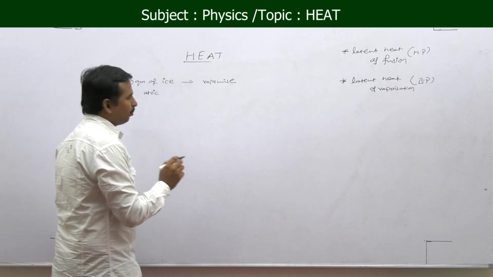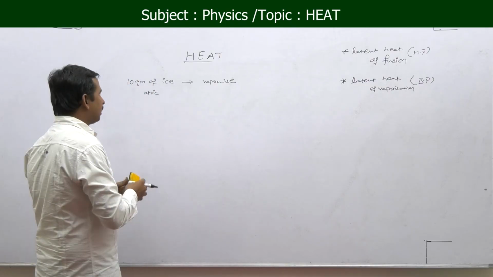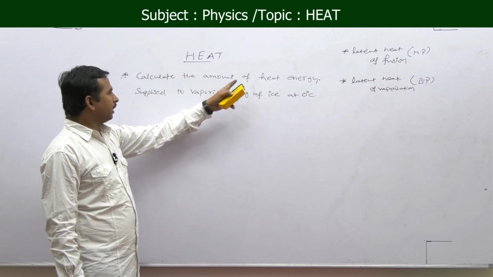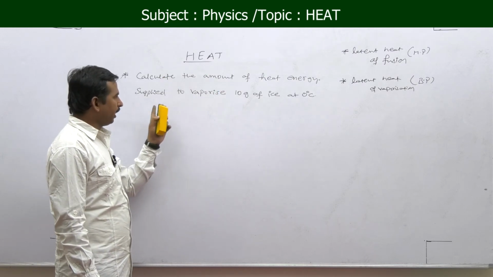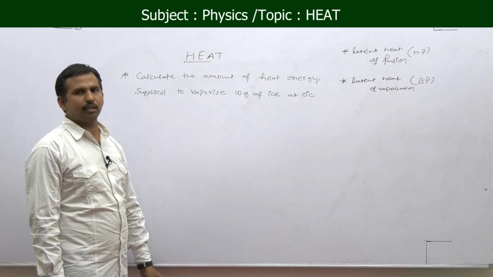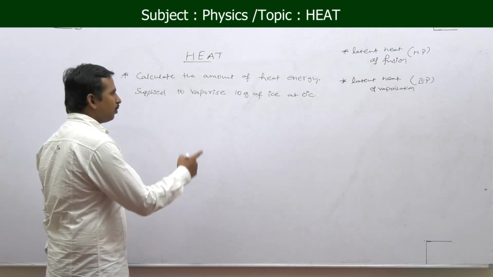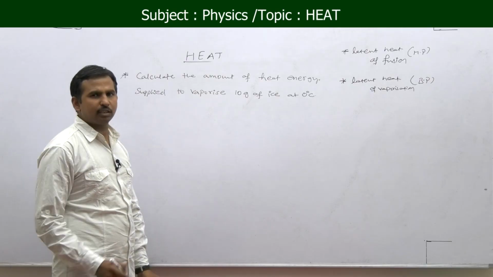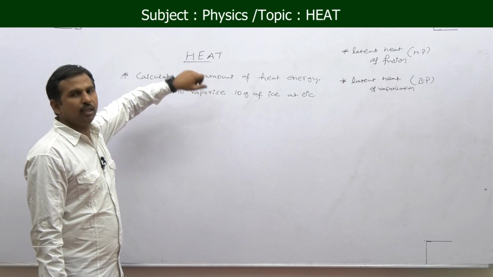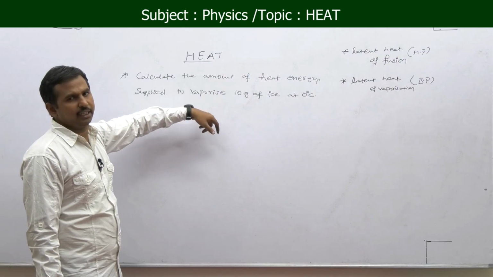We want to vaporize that. Means the question they will ask like this: calculate the amount of heat energy required or supplied to vaporize 10 grams of ice at 0 degrees Celsius. Then actually what we have is 10 grams of ice at 0 degrees Celsius. But if you want to vaporize that, actually vaporization takes place at 100 degrees Celsius.